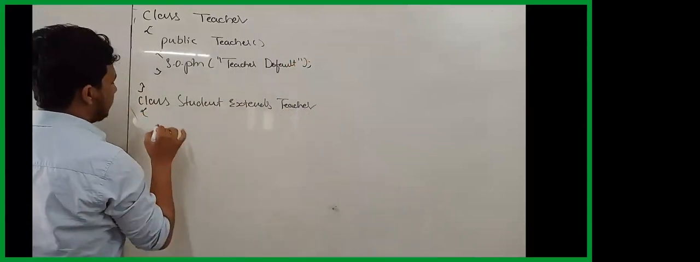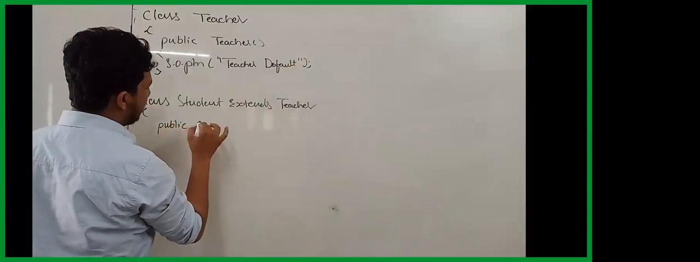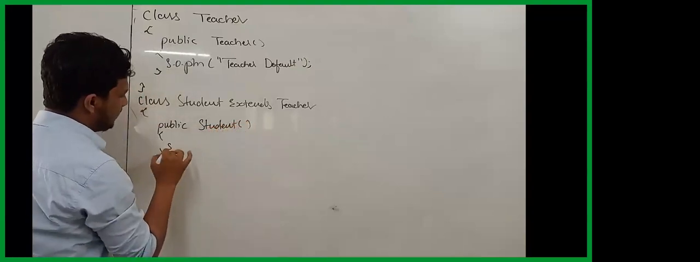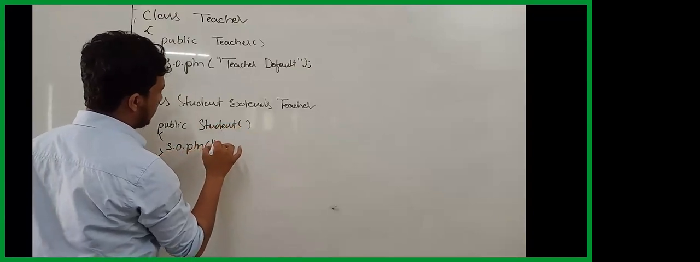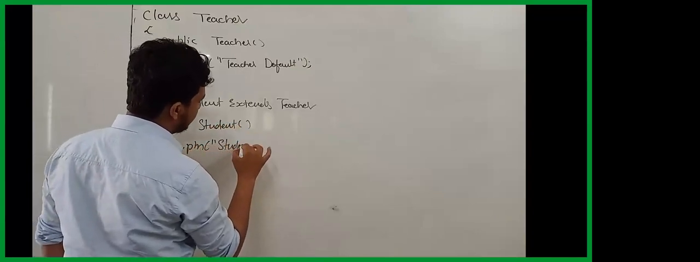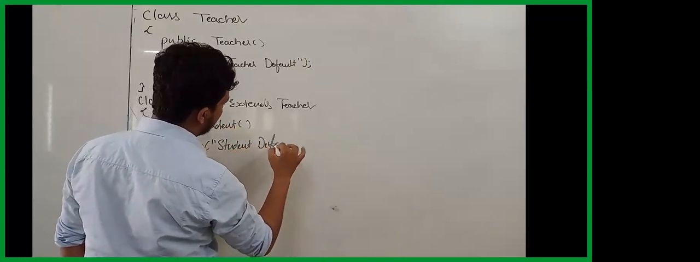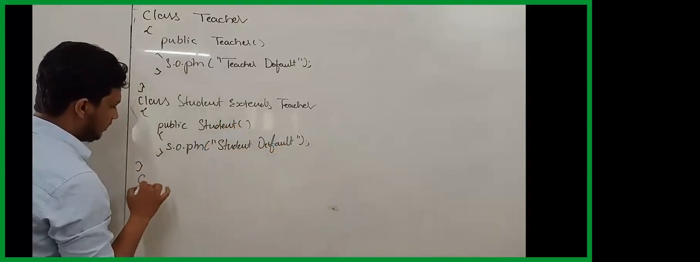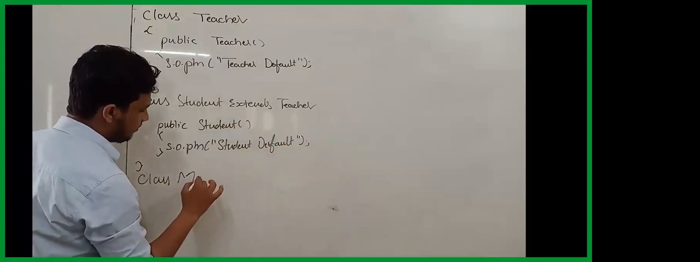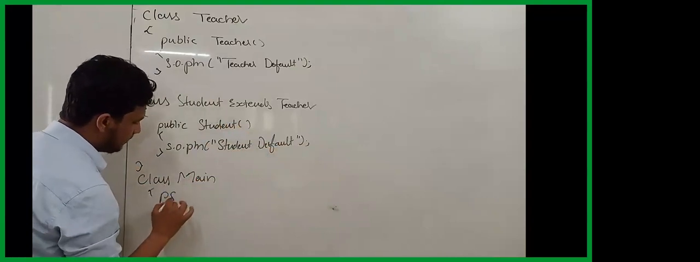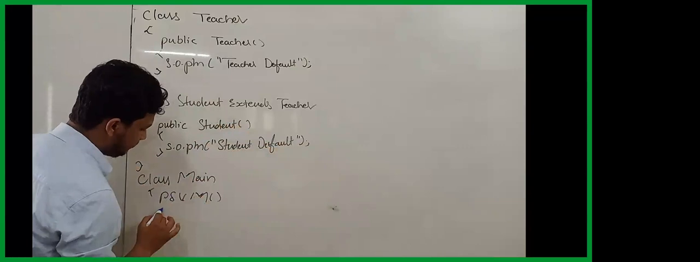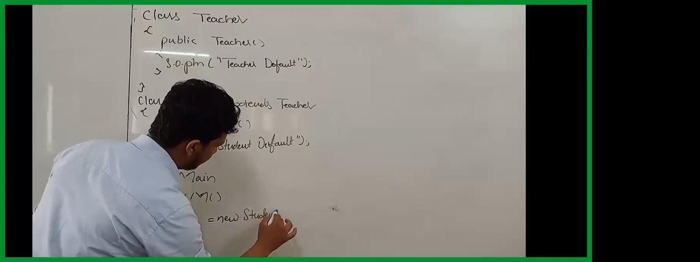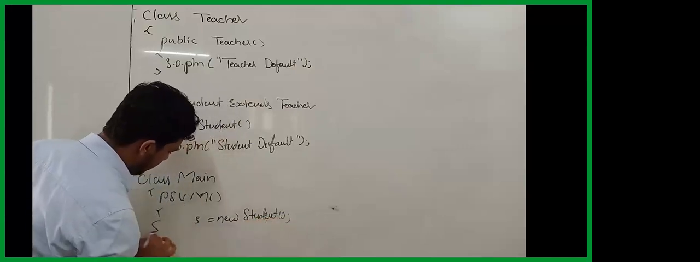I'll write public Student, and System.out.println "student default". I'll close this one. Then I'll write class Main, public static void main, and new Student, which is of type Student.